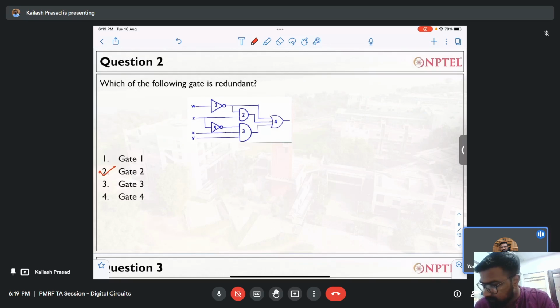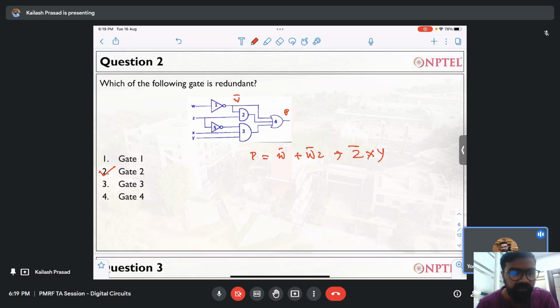You just write down the expression of this particular circuit. Suppose this output is P, since Y is already being used. If I write the expression of P, it will be W bar, which comes from this part. From the second gate it will be plus W bar Z. Then plus Z bar X Y. So this is an OR gate, and these are the two.